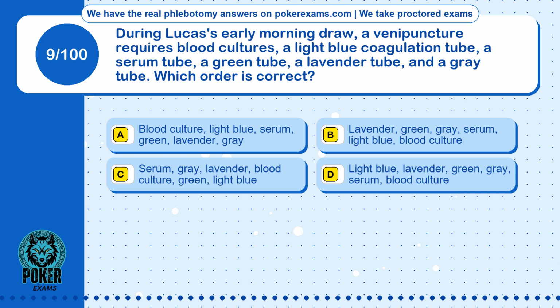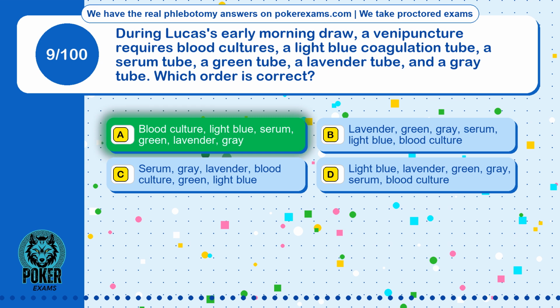Question 9. During Lucas's early morning draw, a venipuncture requires blood cultures, a light blue coagulation tube, a serum tube, a green tube, a lavender tube, and a gray tube. Which order is correct? Option A, blood culture, light blue, serum, green, lavender, gray. Option B, lavender, green, gray, serum, light blue, blood culture. Option C, serum, gray, lavender, blood culture, green, light blue. Option D, light blue, lavender, green, gray, serum, blood culture.